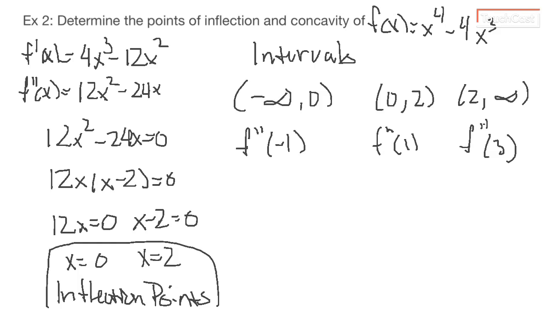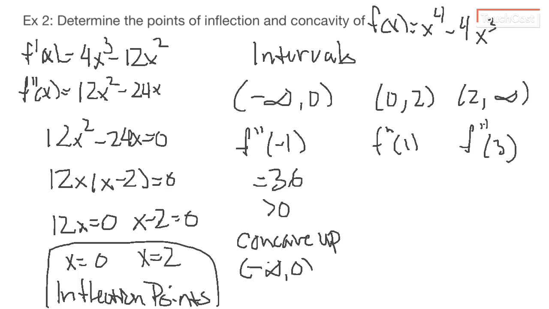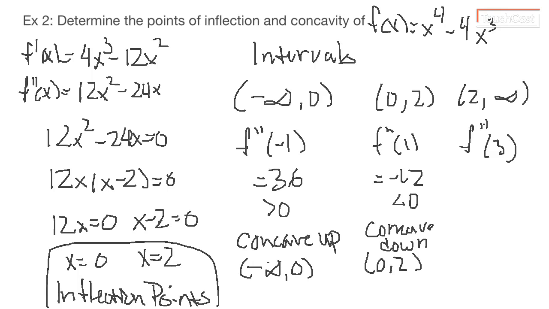If I plug negative 1 in, we get 36, which is a value greater than 0. So in this interval, from negative infinity to 0, we're concave up. If I plug 1 into my second derivative, I get negative 12. Since that value is less than 0, on that interval, from 0 to 2, we're concave down. And then if I plug 3 in, I get 36, which again is greater than 0. So on that interval, from 2 to infinity, we are concave up.